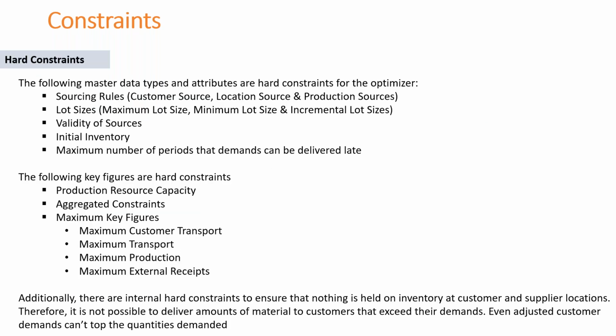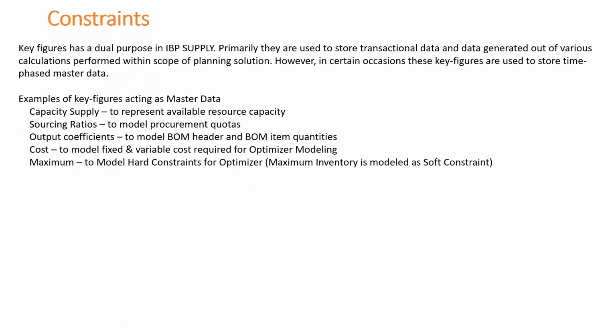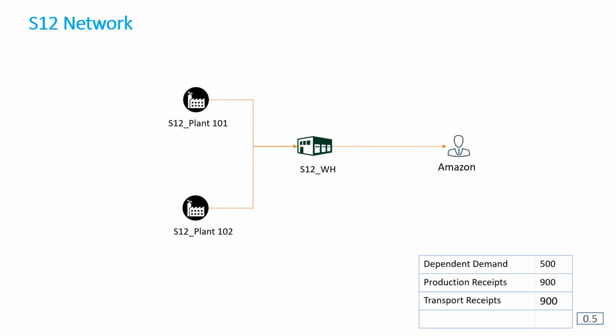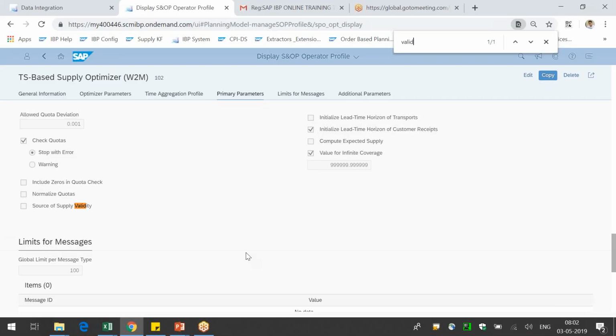So now I have listed down what the hard constraints are, what the pseudo hard constraints are, and what the soft constraints are. But let's see this. So the optimizing modes, there are two modes. One is profit maximization, and the next is delivery maximization. Now let's see what profit maximization is here. When you run your optimizer in profit maximization mode, what does it mean?